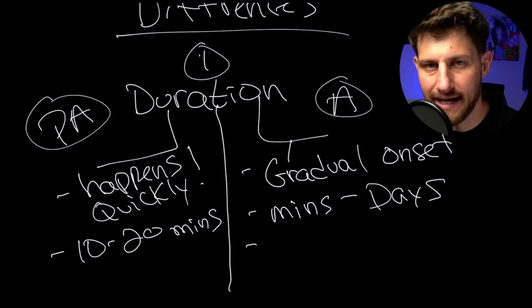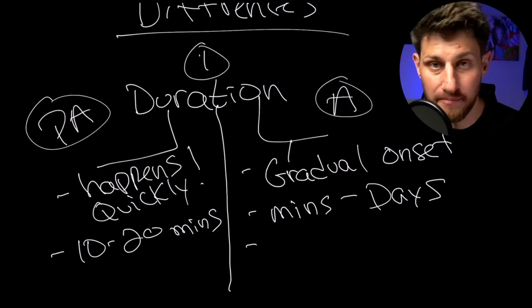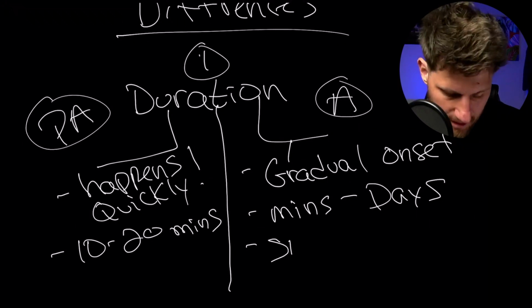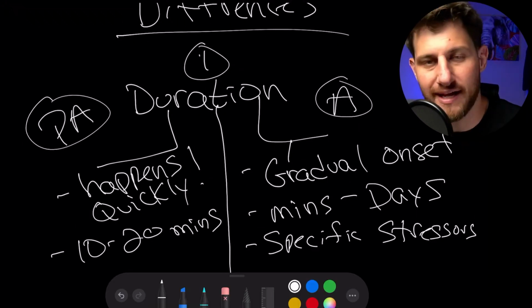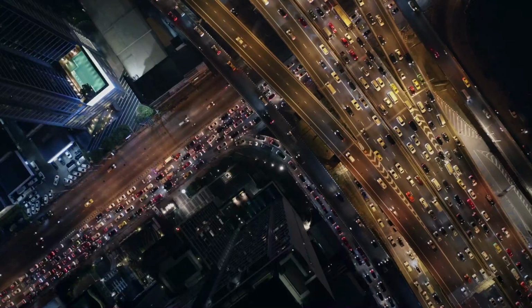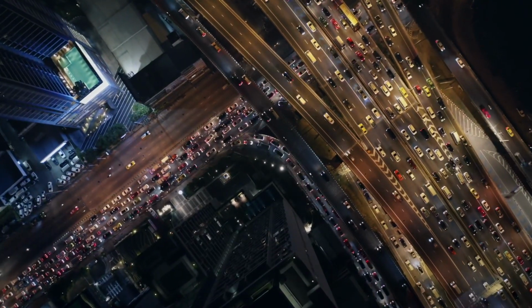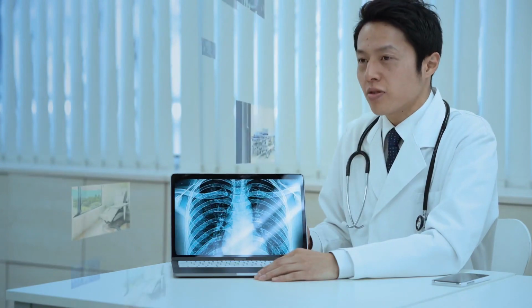And when it comes to anxiety, these can often be triggered by specific stressors. So that can be going out in public, which is known as social anxiety, or maybe health anxiety, worrying about your physical, your mental, your emotional state, and constantly thinking something's wrong. Those are specific stressors that are related to your anxiety.